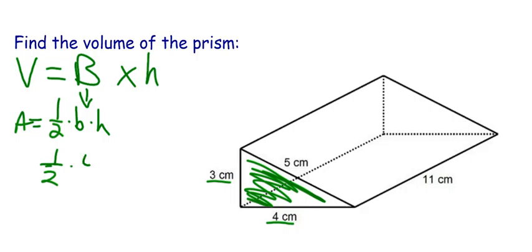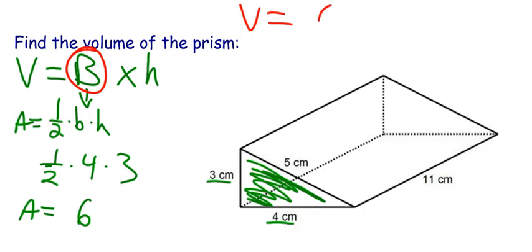1/2 times the base of 4 times the height of 3. So that would be my first thing. So 1/2 times 4 is 2, because half of 4 is 2, and 2 times 3 is 6. And so the area of my triangle is 6, which means that this B, the area of my triangular base, is 6. So now my formula looks like this so far.